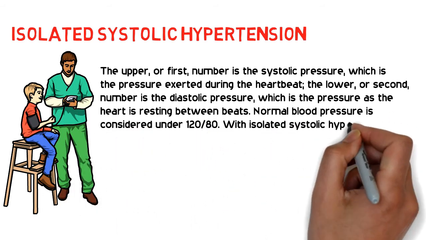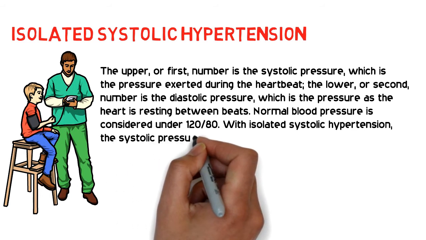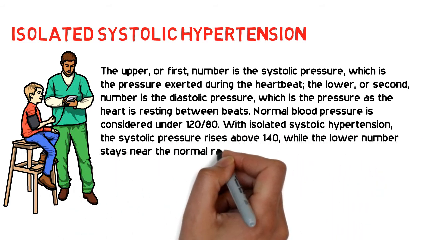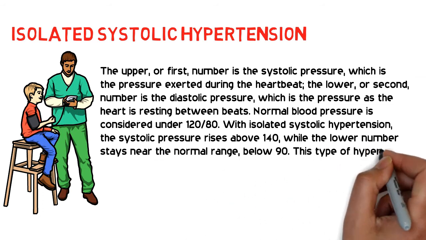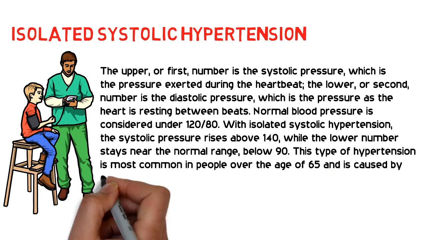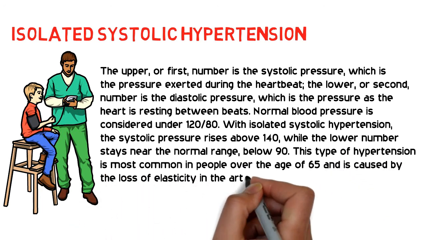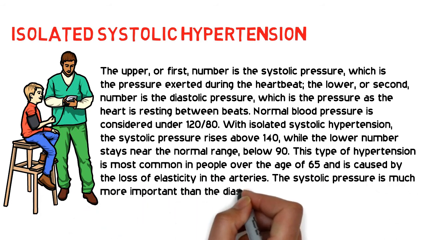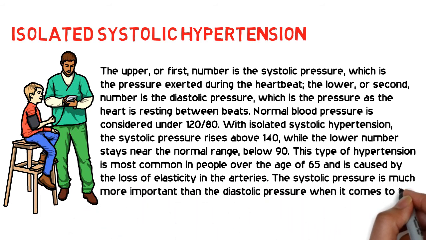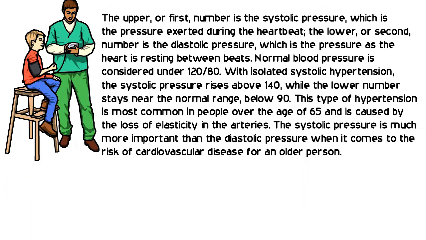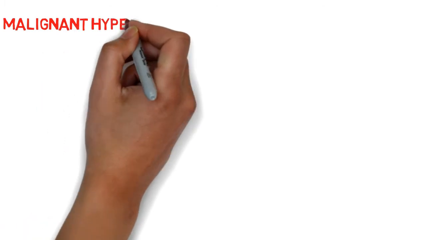With isolated systolic hypertension, the systolic pressure rises above 140, while the lower number stays near the normal range, below 90. This type of hypertension is most common in people over the age of 65 and is caused by the loss of elasticity in the arteries. The systolic pressure is much more important than the diastolic pressure when it comes to the risk of cardiovascular disease for an older person.